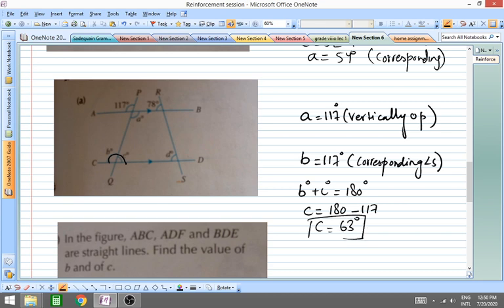So up till now we have found the values of A, B and C. Now D is left. Now D is corresponding to which one? See whether a Z is forming or not.